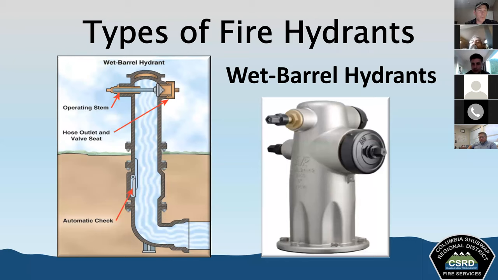Typically, it's much faster to get the water flowing out of a wet barrel hydrant. Each outlet that they have here is actually controlled individually. As you can see on the diagram on the right, you've got two operating mechanisms, and each one is for a different outlet on that hydrant. So they do function quite a bit differently than the dry hydrants do, where we only have the single operating nut. These have multiple operating nuts that you would use.